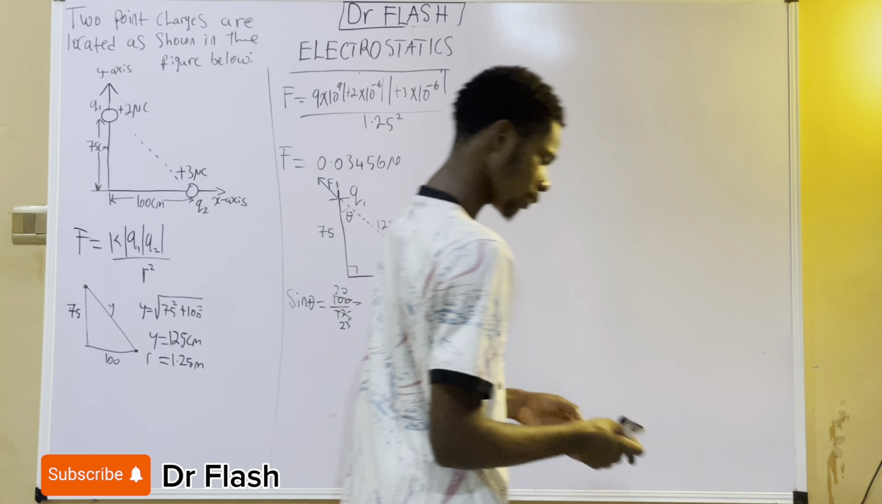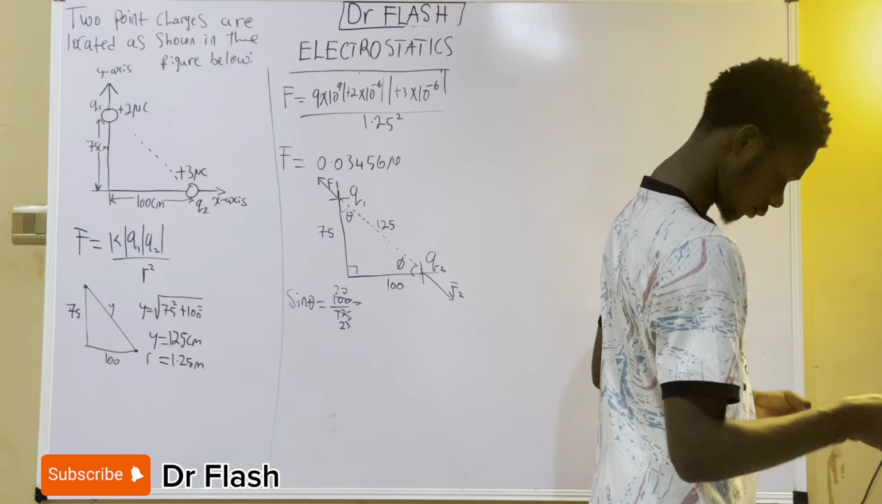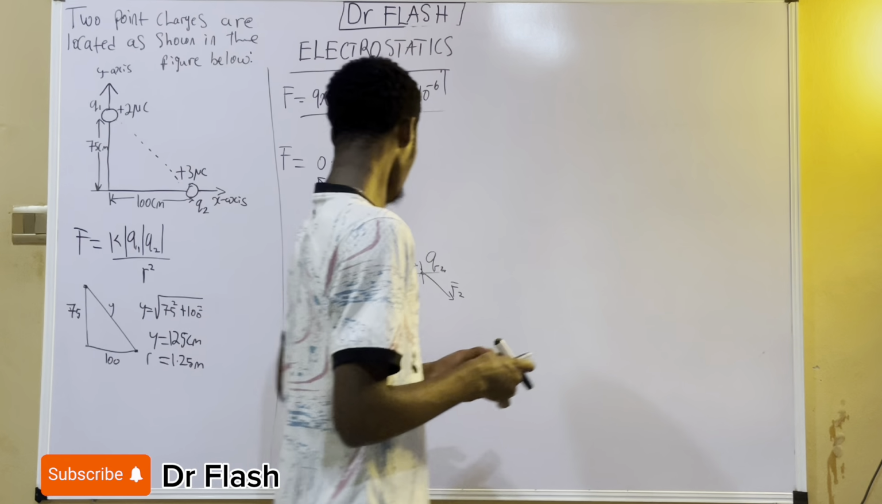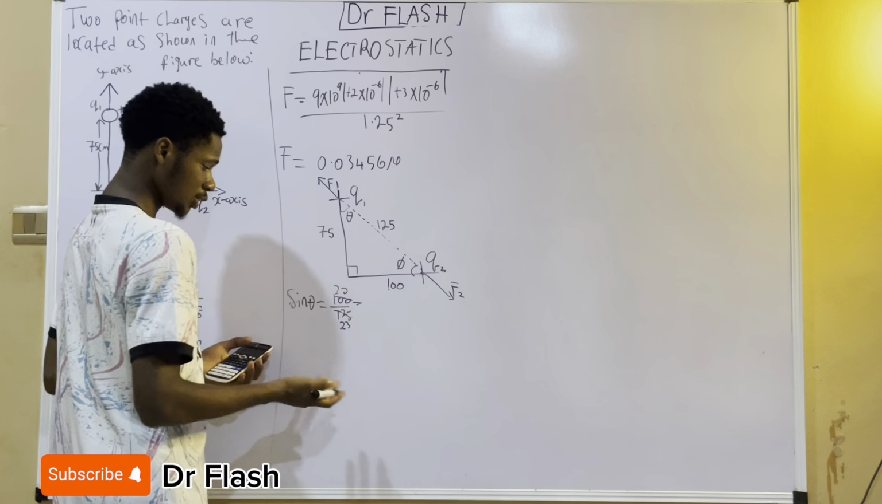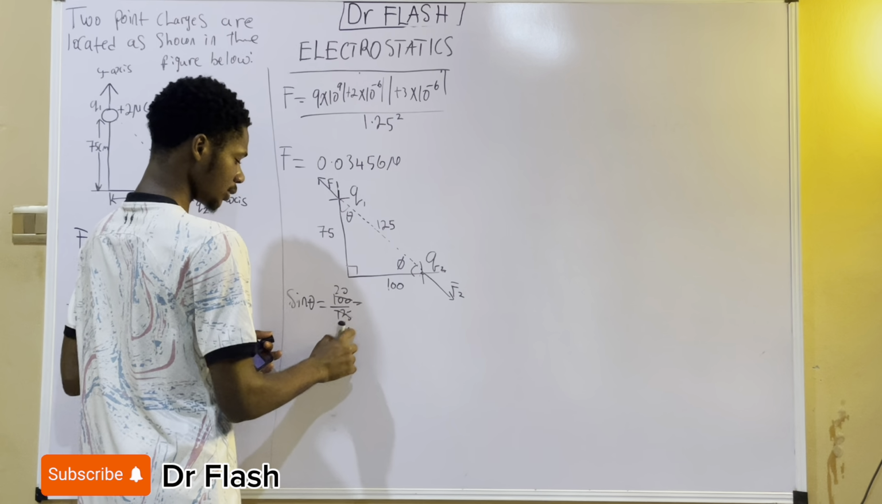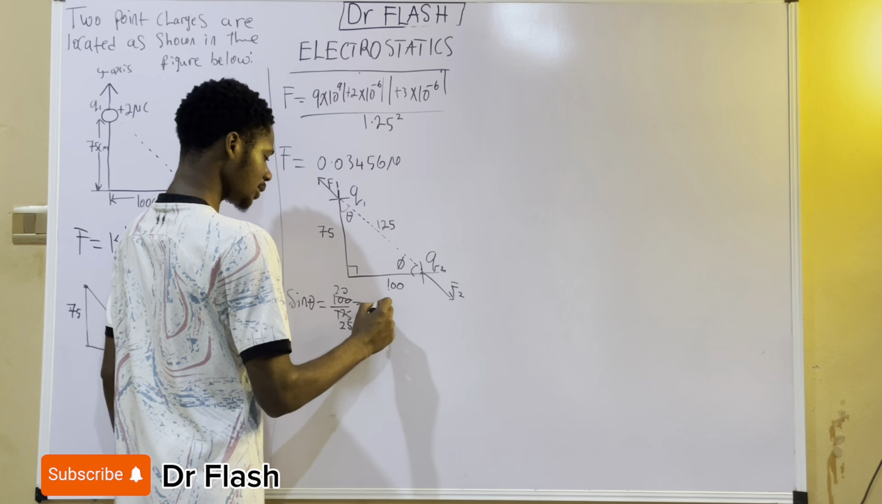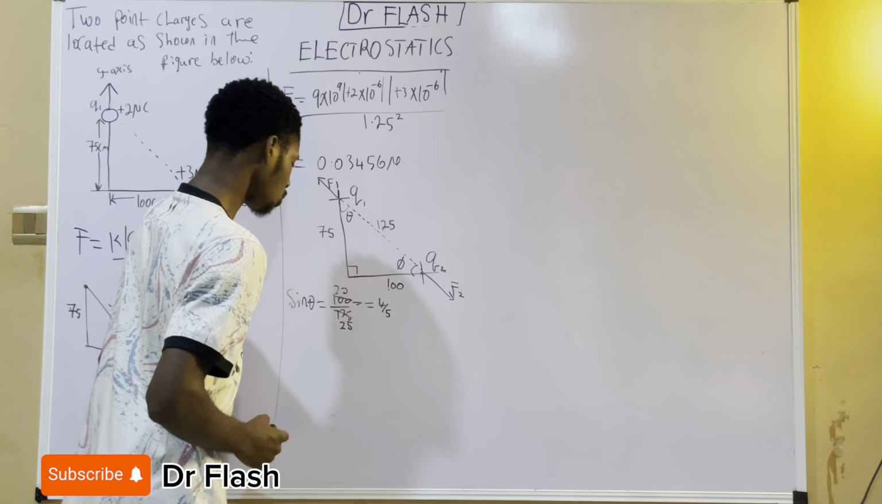Like I said, there's an error. So we get an answer of 4 over 5. I wonder where the issue was. Probably this should be 25. I think this should be 25, not 23. Okay, 25, for us to get 4 over 5. So sine of theta is 4 over 5. That's what we're going to work with.